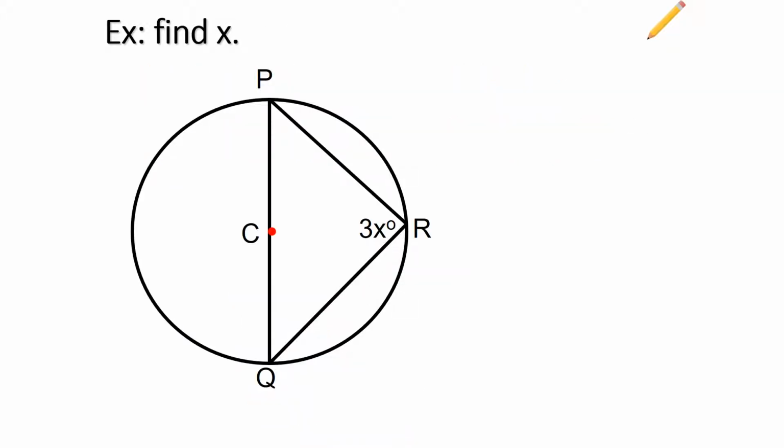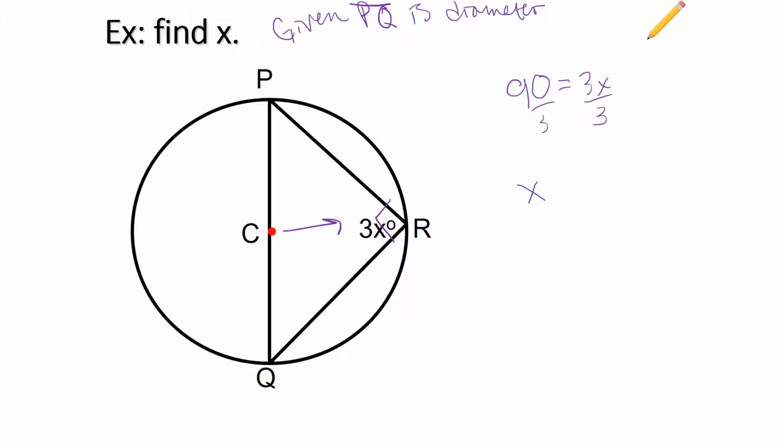So if PQ, they didn't say in the directions, but given PQ is the diameter, then we know the angle across from it is 90 degrees. So in order to find x, we just say 90 is equal to 3x, divide both sides by 3, and voila, x is equal to 30 degrees, or 30.